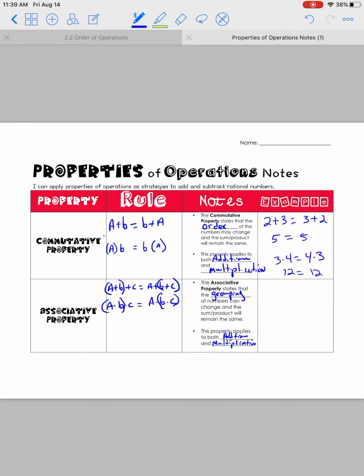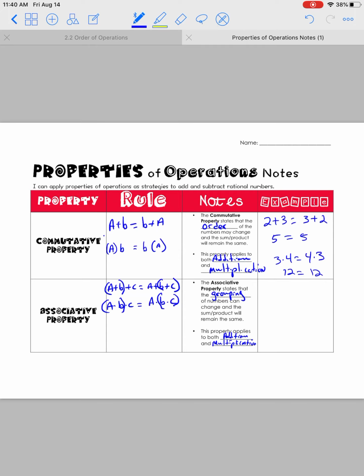So, the associative property states that the grouping of the numbers can change and the sum or product will remain the same. This property applies to both addition and multiplication. If you notice on the rule, you've got A plus B plus C equals A plus B plus C. But what do you have?